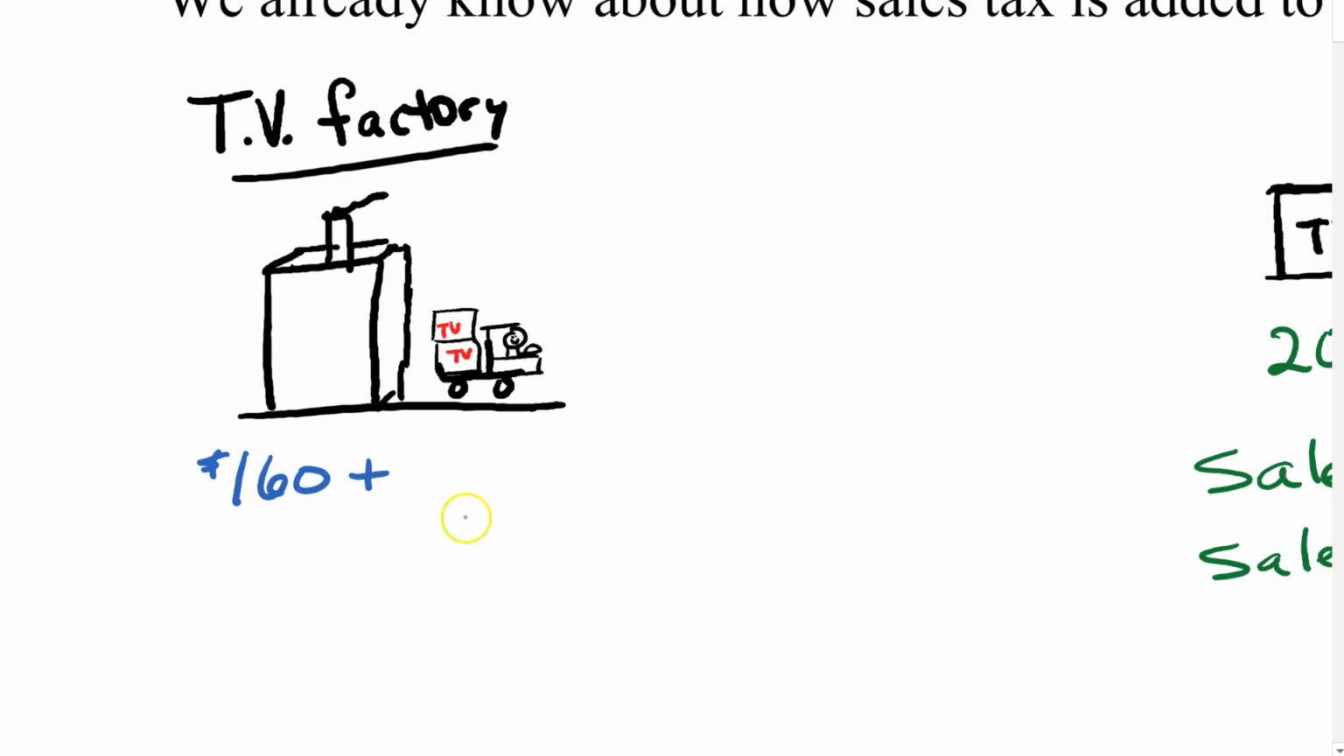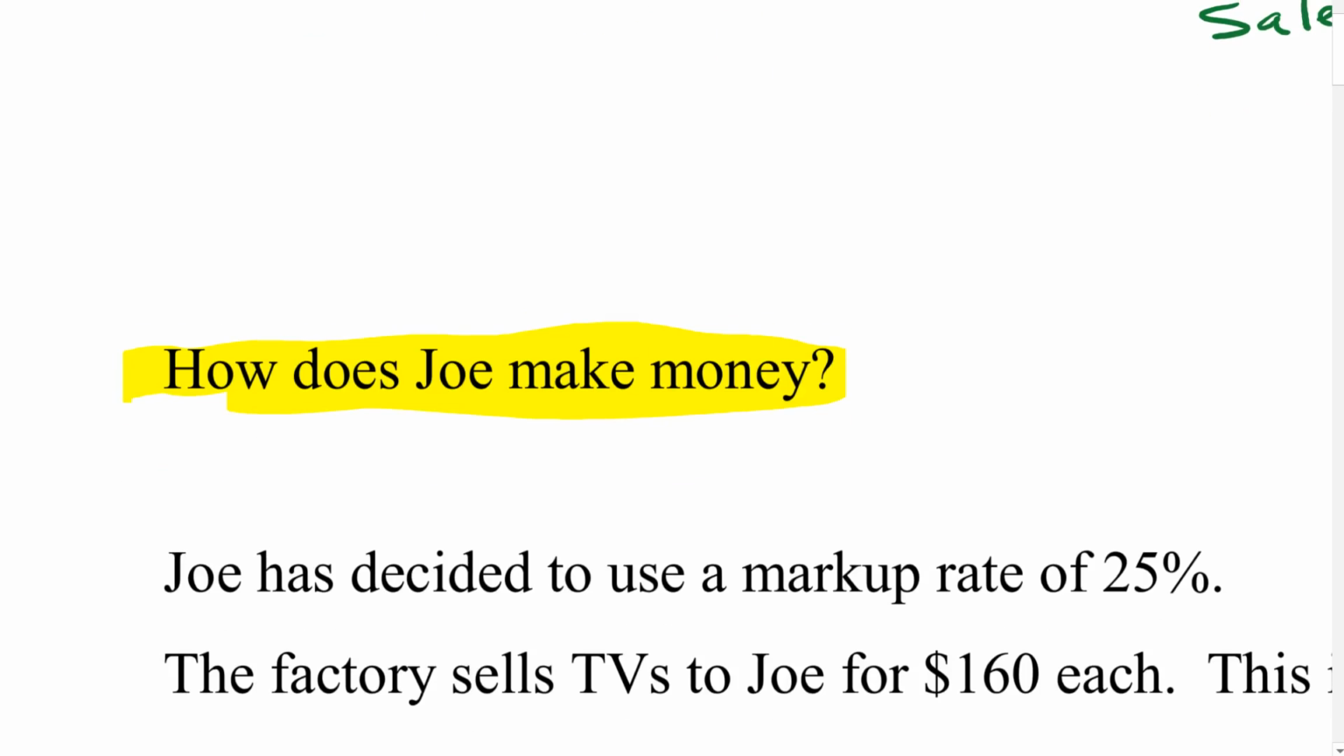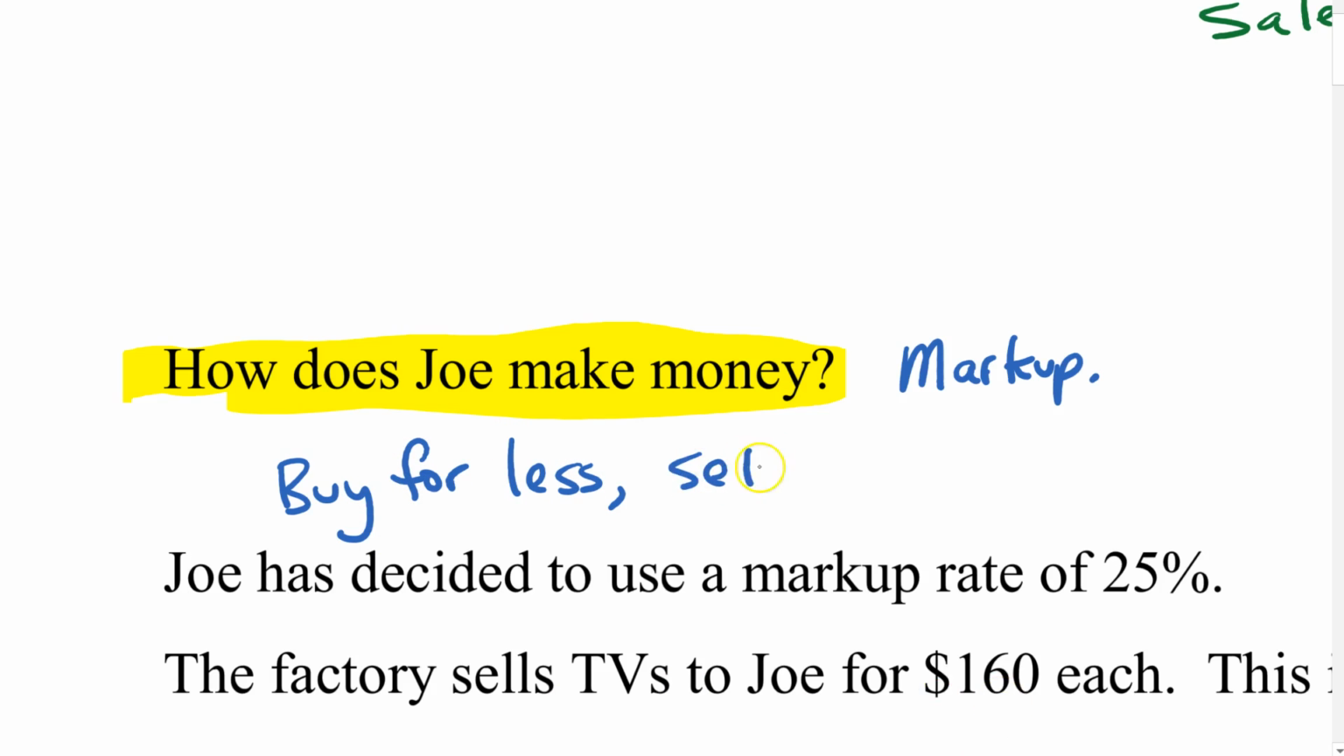The amount that he increases that price by, that's what we call markup. And then how much does he sell them for? For $200. So to answer our question, how does Joe make money? We call that markup. In other words, he's going to buy for less, sell for more. And the difference between the two will be his income.